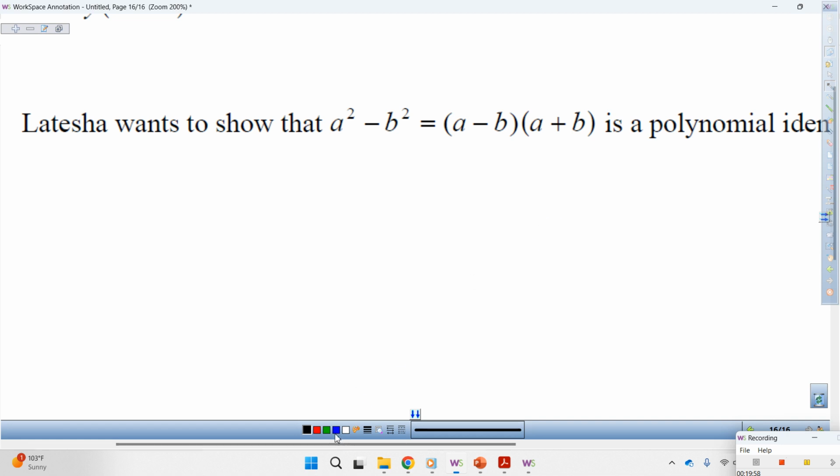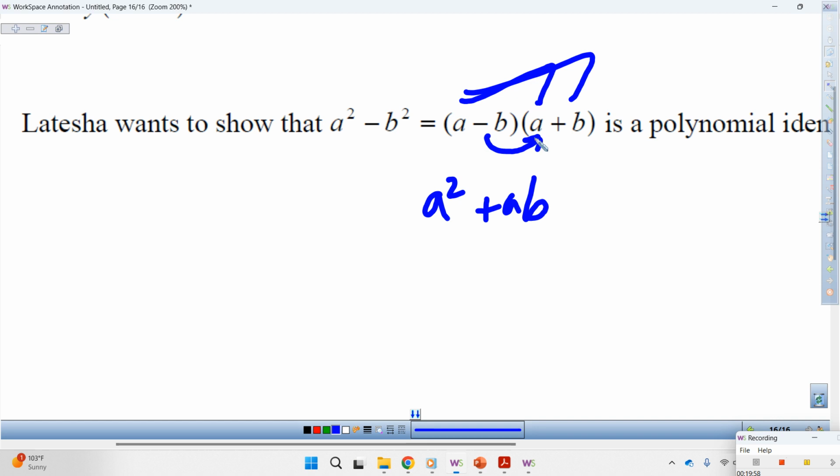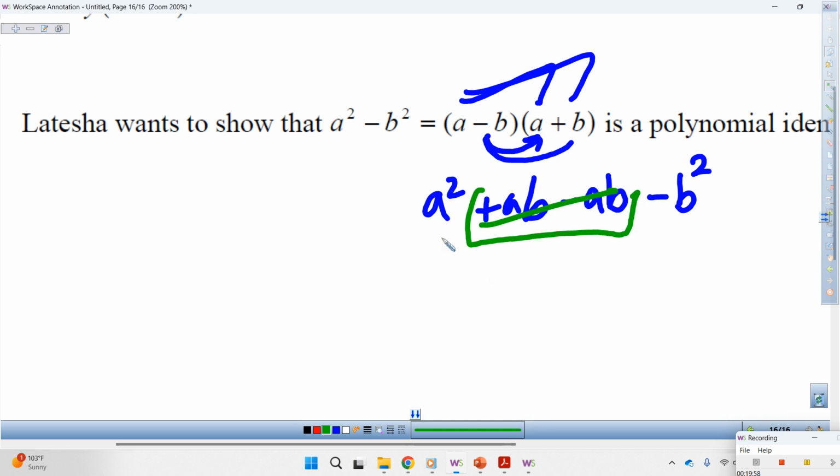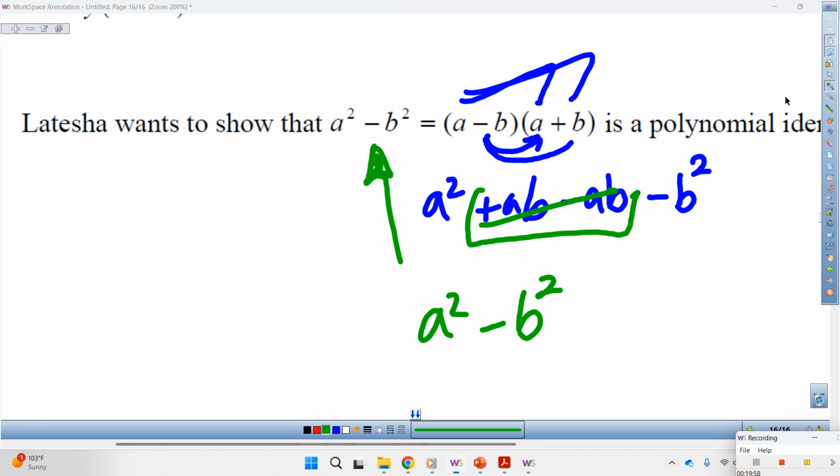Multiply. What is a times a? A squared. What is a times b? AB. What is b times negative b times a? In alphabetical order, negative AB, and negative b times b is negative b squared. Can we combine stuff? Yes, these two cancel, and we're left with a squared minus b squared. So, what was the answer according to what we have there?